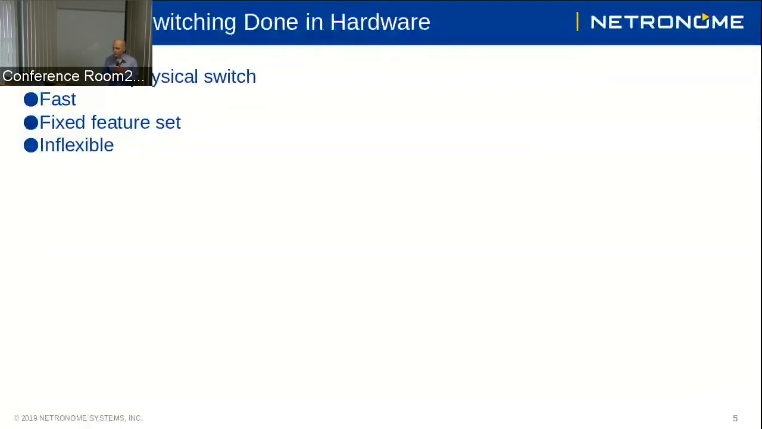So historically, switching has been done on dedicated hardware, black box if you like. It tends to be very fast, but it has a fairly fixed feature set. You buy the switch and it does what it does, and that's where you are. So it's inflexible.